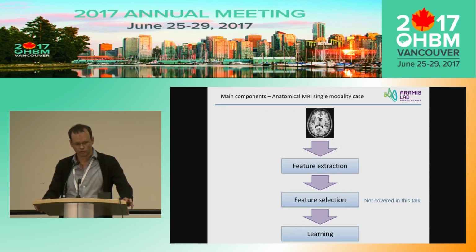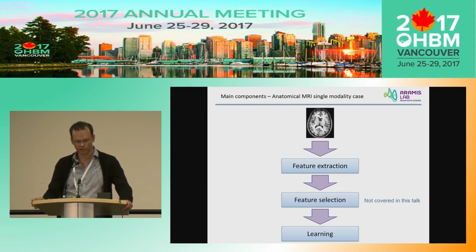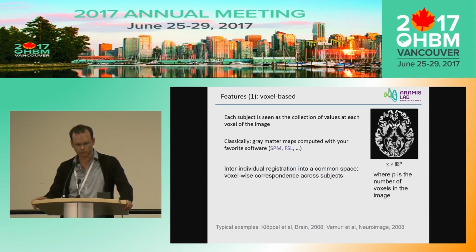So the main components of this kind of approach are relatively standardized. Starting with an image, there is a feature extraction step, then often a feature selection step, and finally the learning itself. I'm going to show it briefly in the case of anatomical MRI so that we are all on the same page. And basically the different methods fall into the following categories.